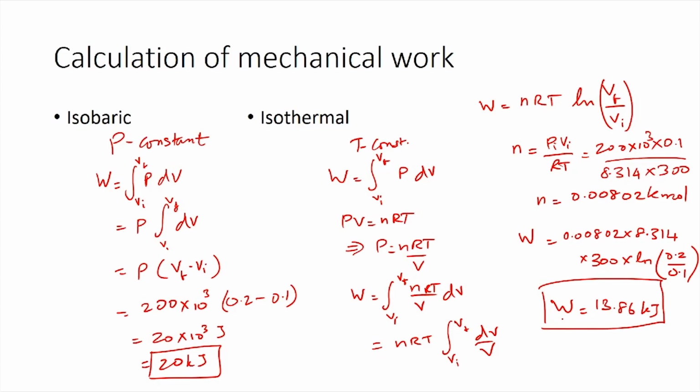This example clearly shows that work is a path function. Although the process itself was the same, where an ideal gas was expanded from 0.1 to 0.2 meter cube, because of the path which is taken for the process, the values for W were actually different. For an isobaric process we got 20 kilojoules versus an isothermal process where we got 13.86 kilojoules. Let us move on to the next concept.